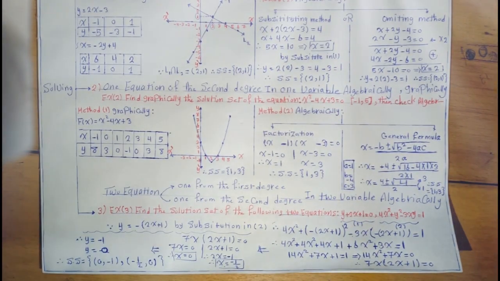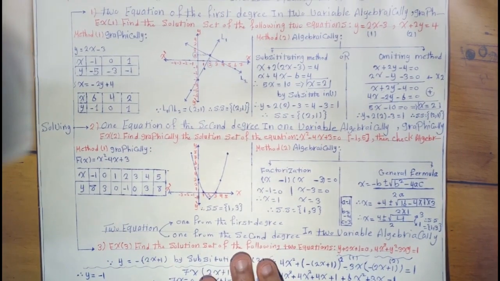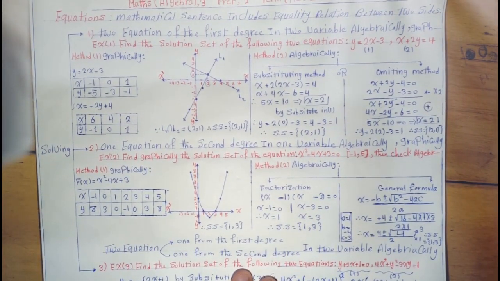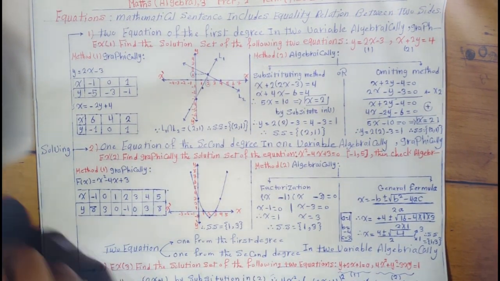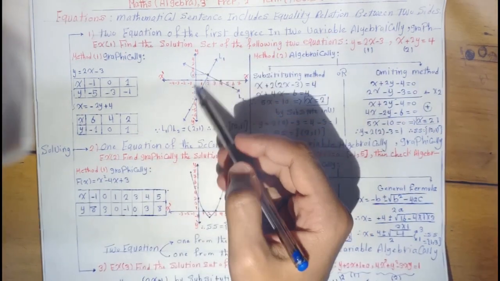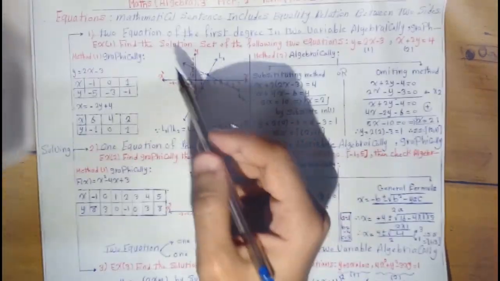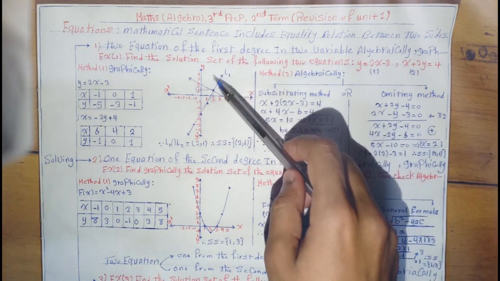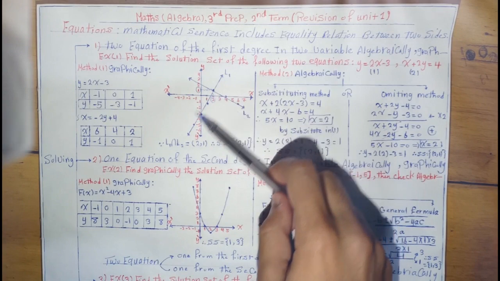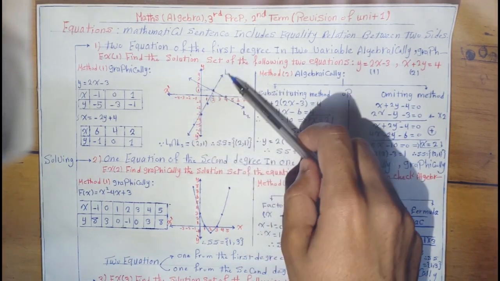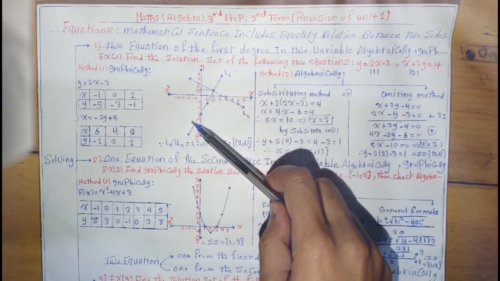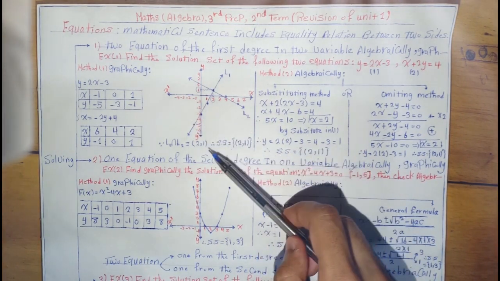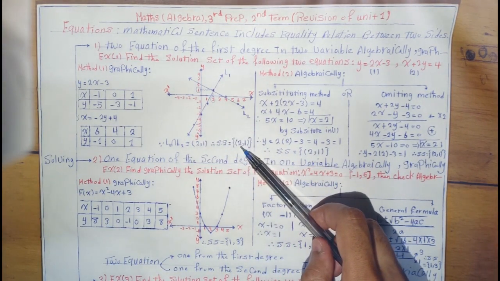Okay, now we have some remarks. In example number 1, if the two straight lines are parallel, not intersecting, then we say the solution set equals phi. And if the two straight lines are congruent, then the solution set equals an infinite number of ordered pairs. This is the first remark.